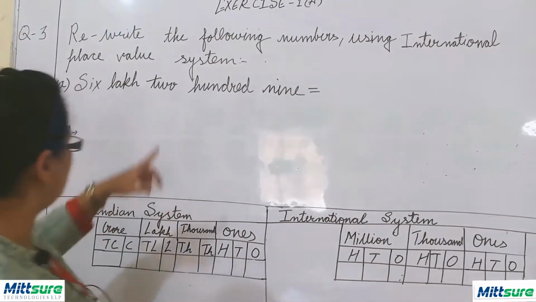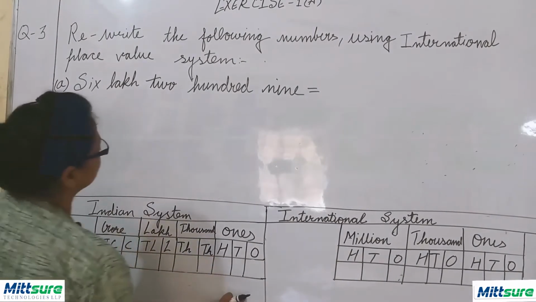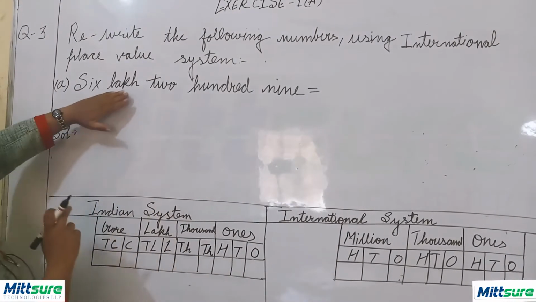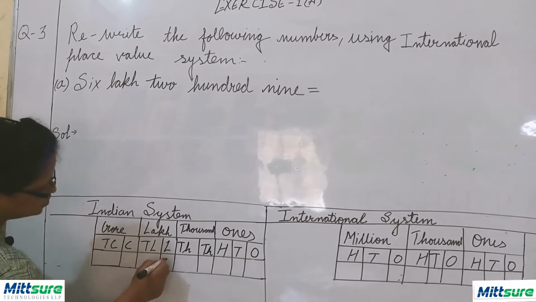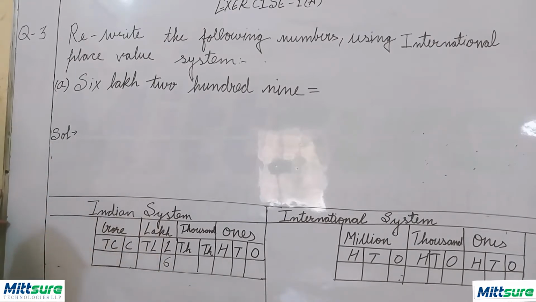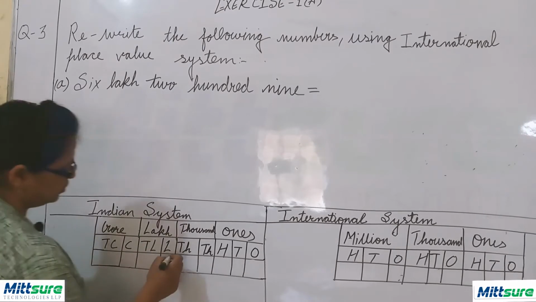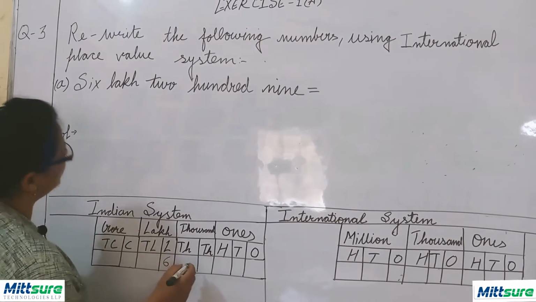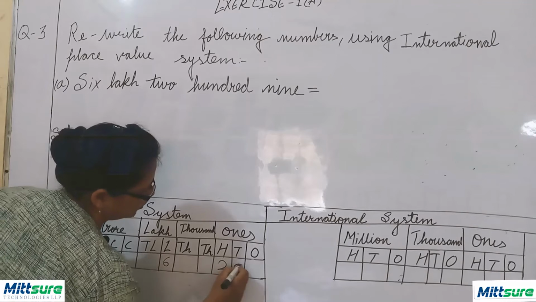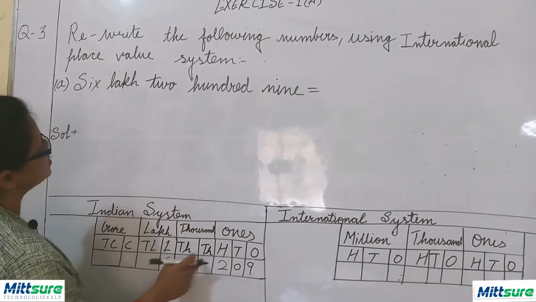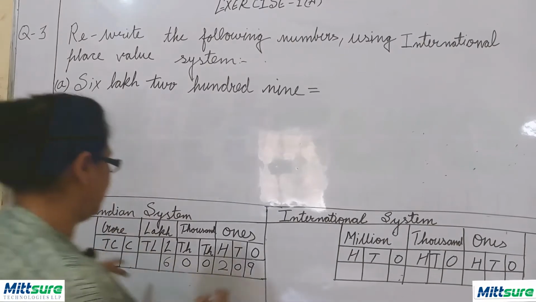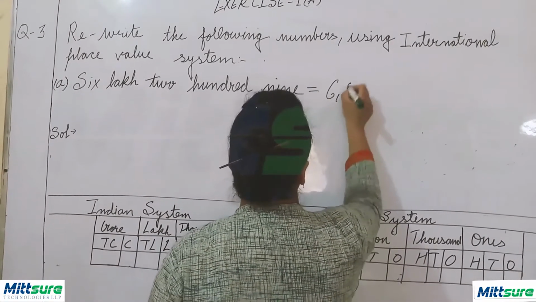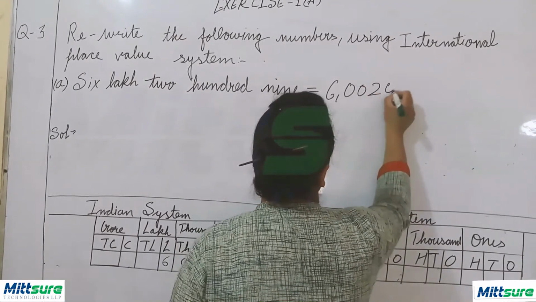6,209,000. First I will place the number in the Indian system because it is national. There is lakh and it is the Indian system. So it is 6 lakh. The lakhs place is here, so I will write 6 here. Then 209. These places, the thousands places, are empty, so we will put 0. This will be 6 lakh 209.